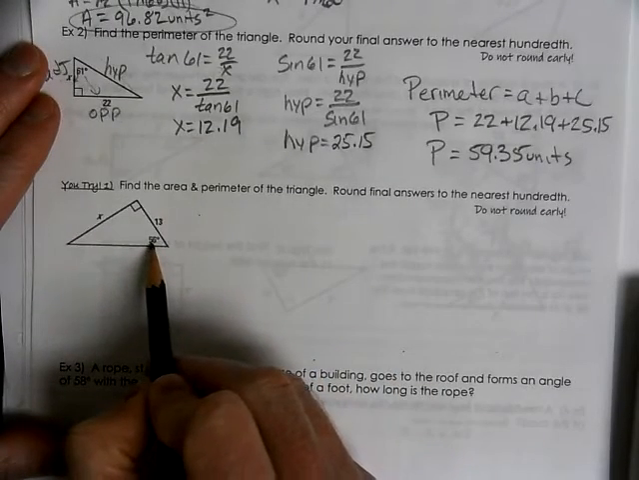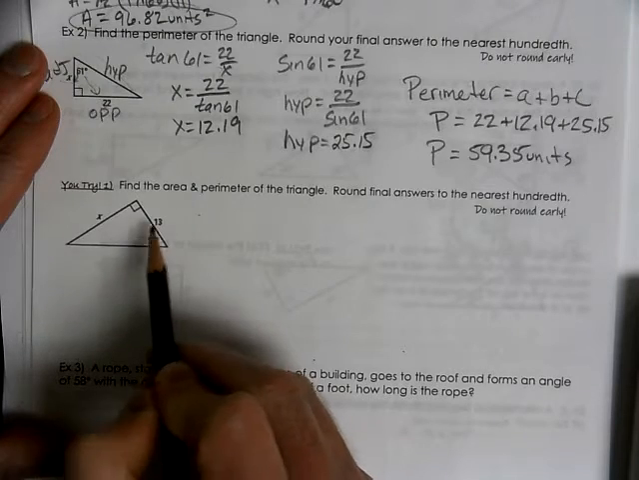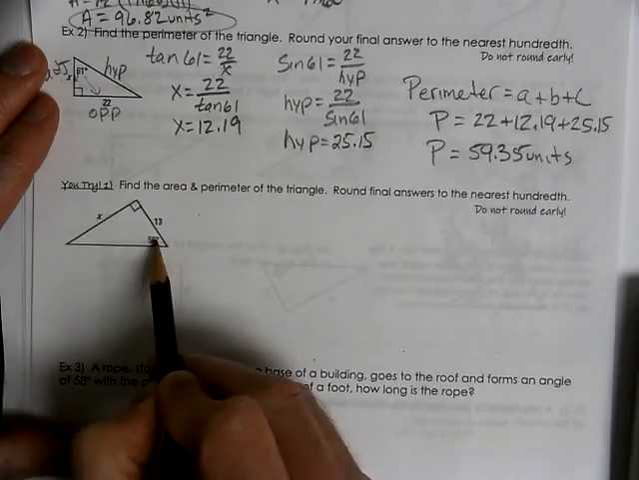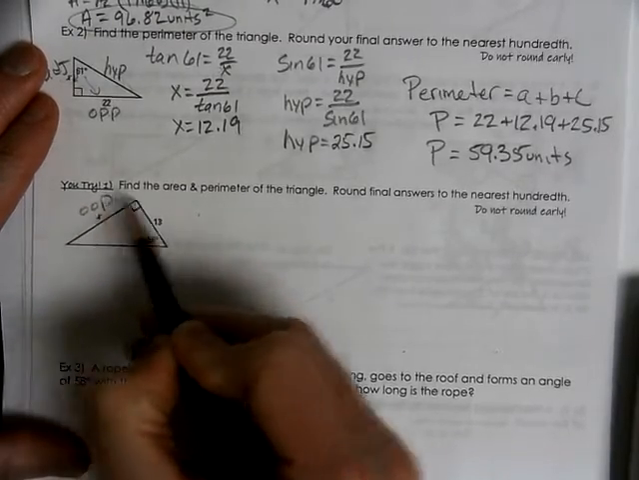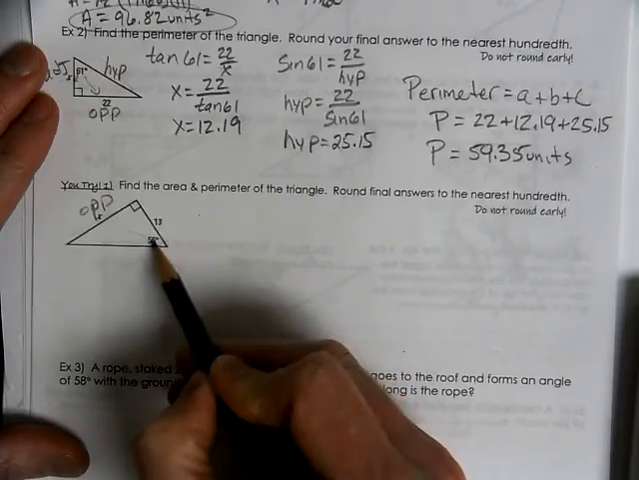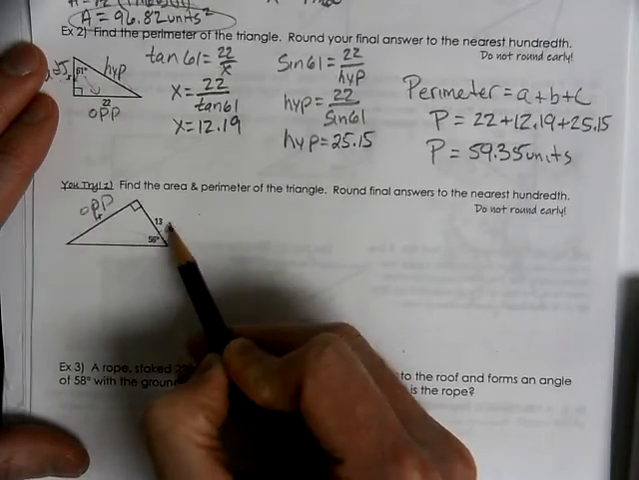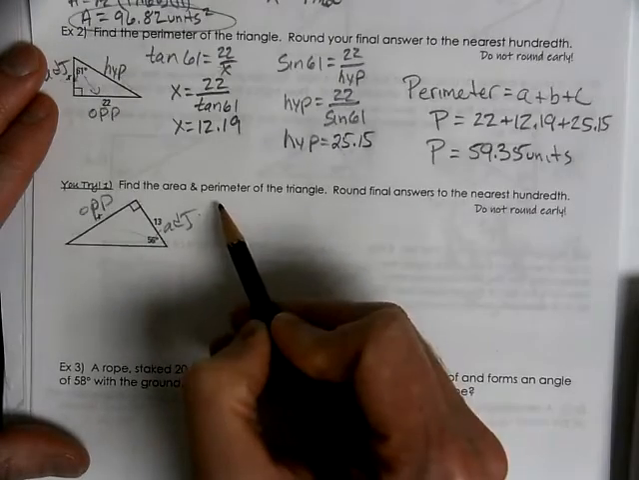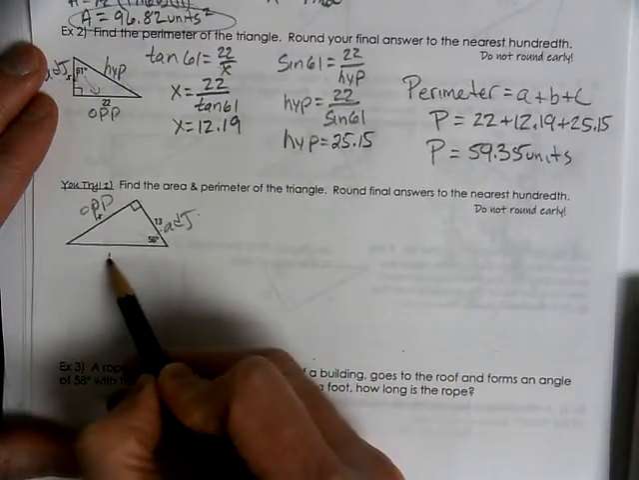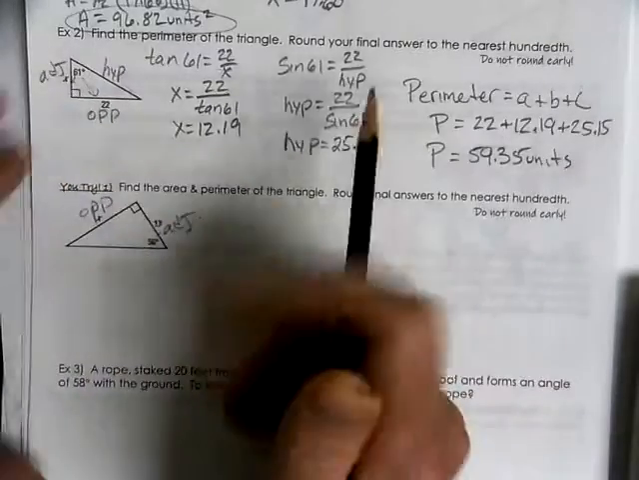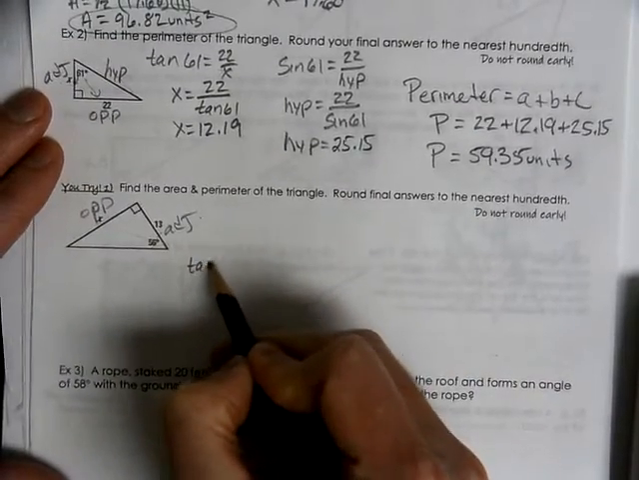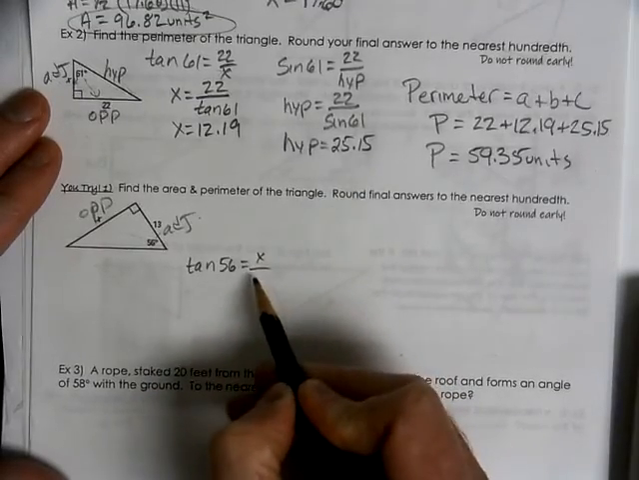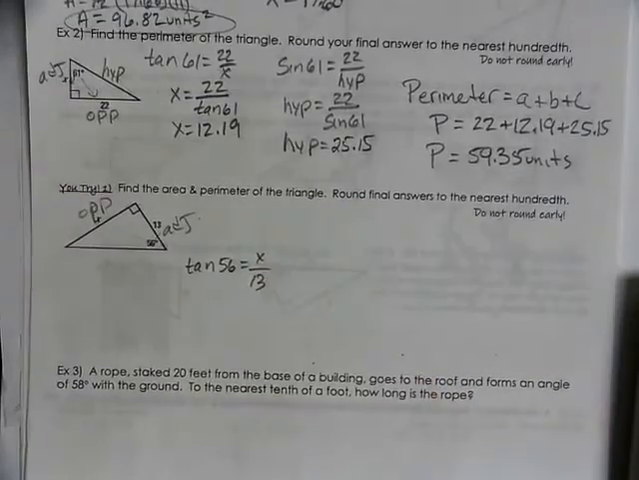So if this is 56, for us to find area, we need the perpendicular sides. So we need to find this side, which would be the opposite, and this would be the adjacent. So that's going to be tangent. I don't want to get too close to the hypotenuse. So the tangent of 56 equals the opposite over the adjacent.